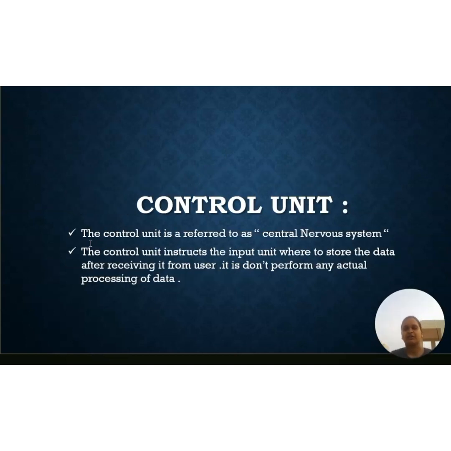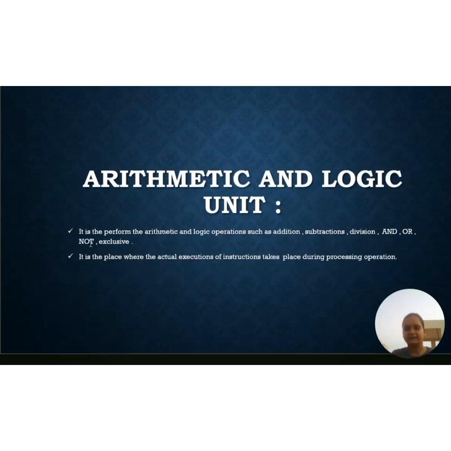What is the control unit? The control unit is referred to as the central nervous system. It receives instructions and stored data as input. It does not perform actual processing of the data.